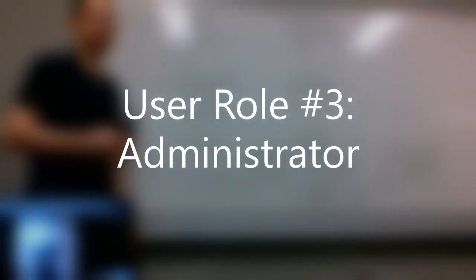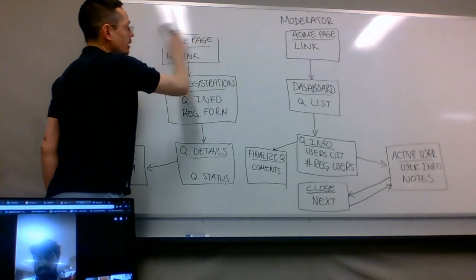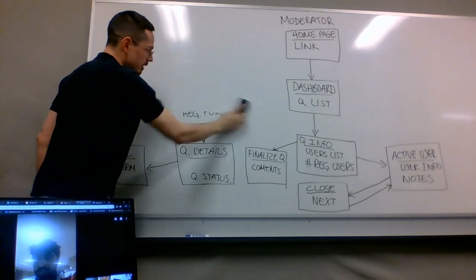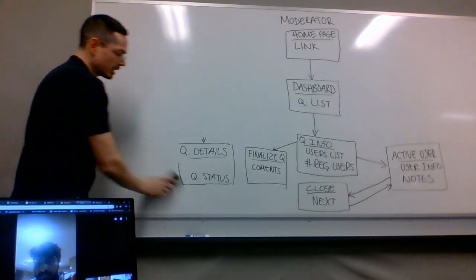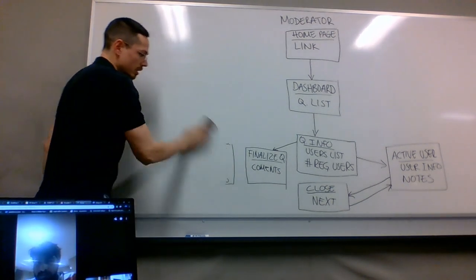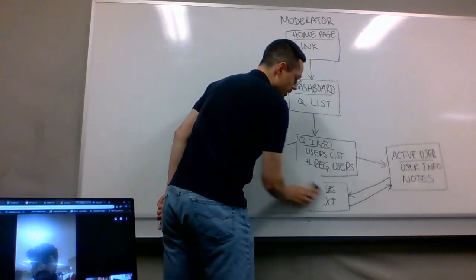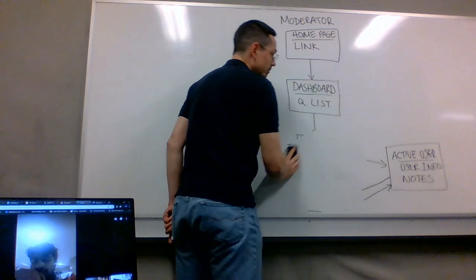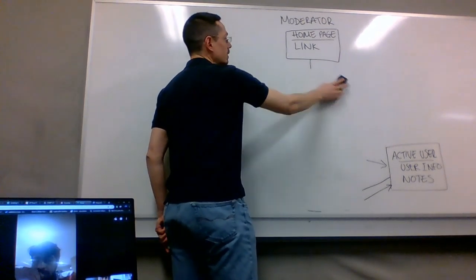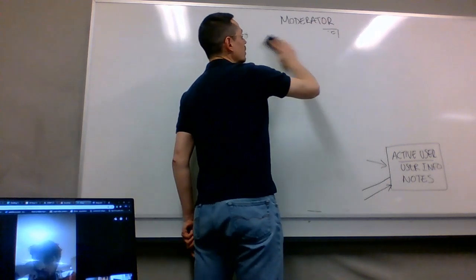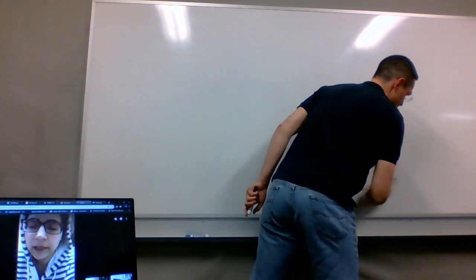All right, so the next user role will be the admin. So to create space, I'm gonna erase this. And what's the first page that the admin will see? Would it be a home page? Is it similar to the other user roles? So it'll probably be like a link generator, for example, like queue generator.